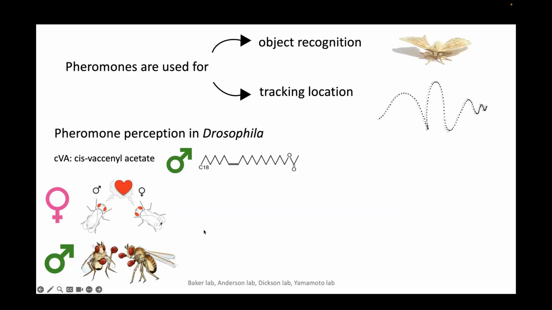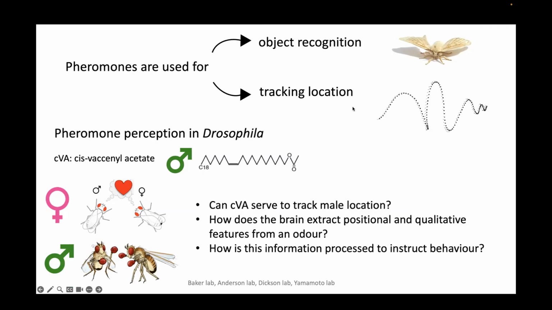So we already know that this pheromone is used for sexually dimorphic behaviors, but we don't know whether this pheromone is also used to track the location of other males. So that was the first thing I wanted to look into. Can CVA serve to track male location? How does the brain extract both the positional and qualitative features from a single odor? And how is this information processed in the brain to instruct behavior?